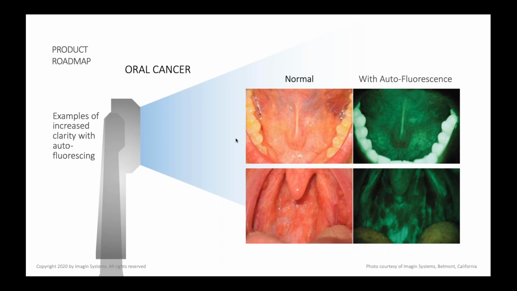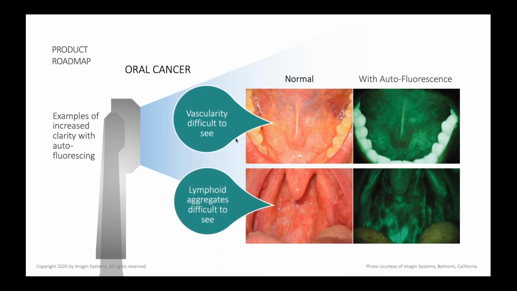And if I could do everything in my office with one device or two devices or three devices, boy, I'd be happy. Right now we have 50 devices. And so the more I can combine those together, the better I like that. The simpler my life becomes if I don't have a bunch of stuff to manage. Okay, so you get the idea. The vascularity is difficult to see there. Lymphoid aggregates are difficult to see, but under that light, they just jump out at you.